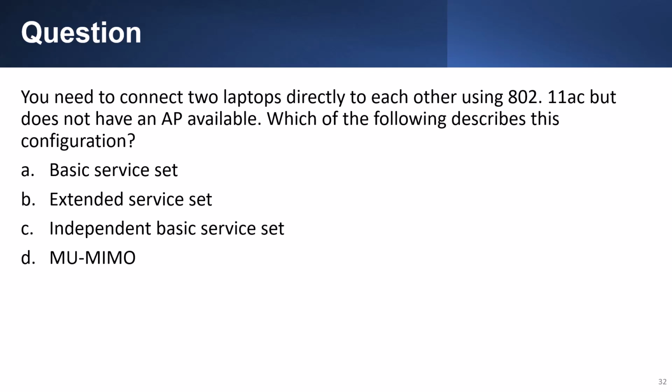Question. You need to connect two laptops directly to each other using 802.11 AC, but you do not have an AP available. Which of the following describes this configuration? Answer: independent basic service set.